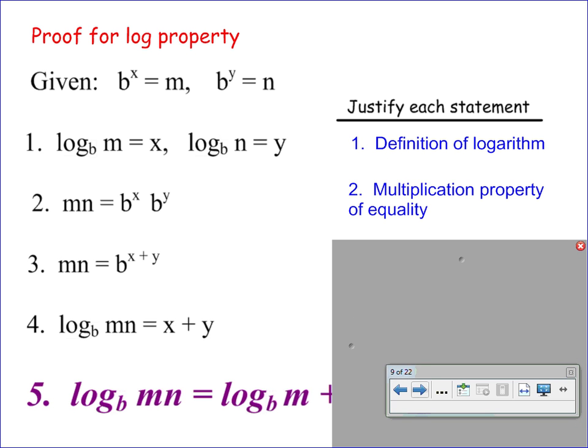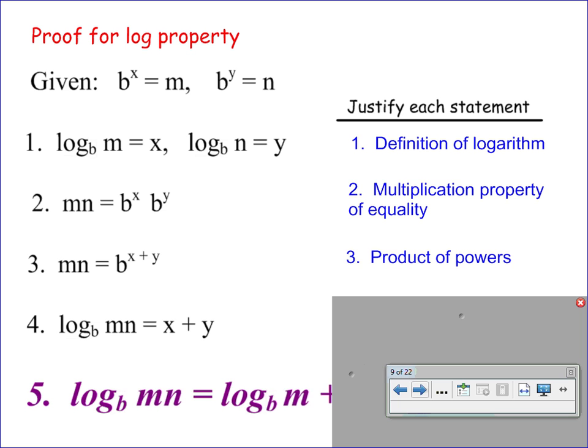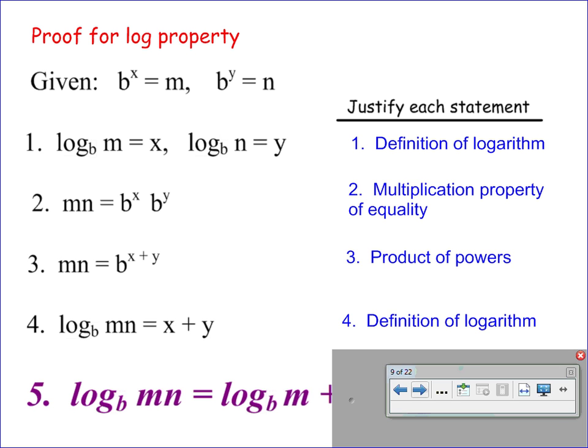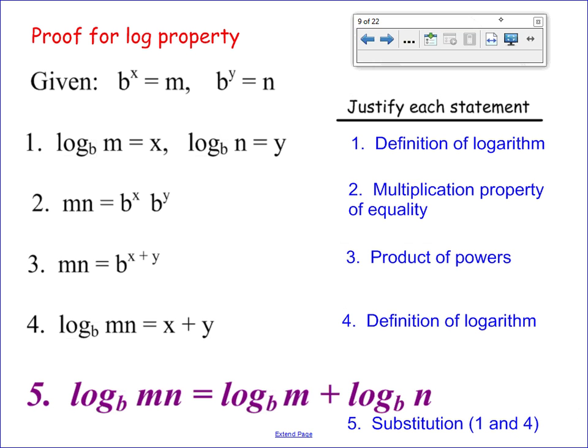Then if I were to multiply m and n together, that would be multiplying two powers together. I know my shortcut operation when multiplying two powers together is to add the exponents. And lastly, if I were to take the log base b of both sides, then I know I could rewrite that exponential b to the x plus y, right, as my exponent. My exponent is x plus y. Again, that's the definition of a logarithm. Leave me with what I wanted, number 5. The log of a product, m times n, is equal to the sum of the individual logs.